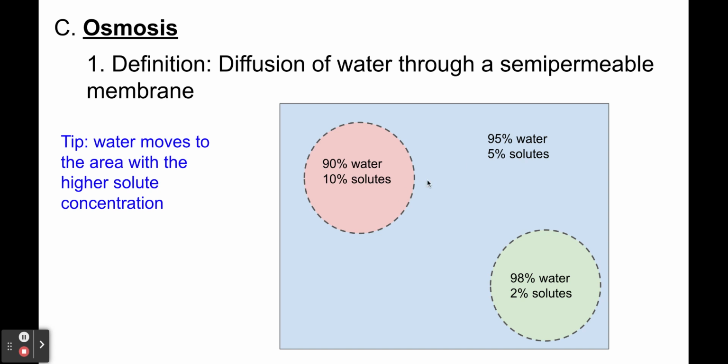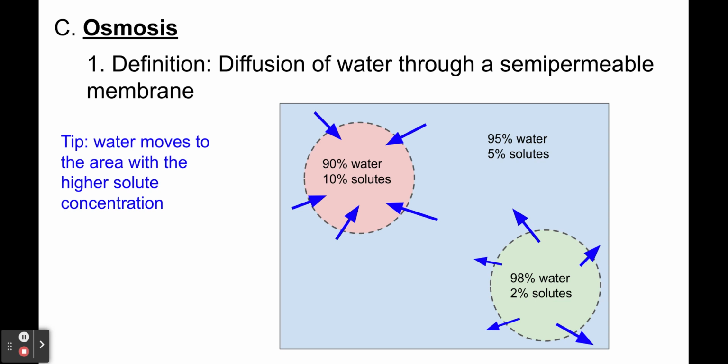So if we look here, this cell has a 10% solute concentration versus the solution, which has a 5% solute concentration. Okay, so water will move to the area with the higher solute concentration. That means that water is going to flow into this cell. Think about what's going to happen to this cell size. Here, we've got a 2% solute concentration compared to 5%. So 5% is the bigger solute concentration here. Water will flow out of the cell to where there's a higher solute concentration. Think about what that will do to the cell.